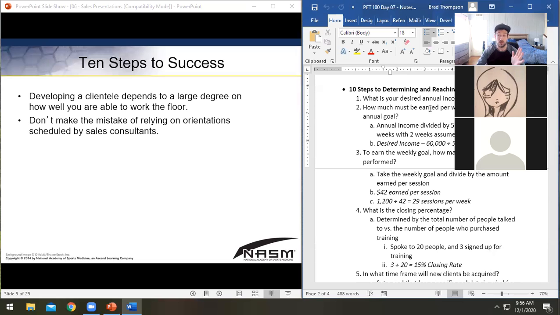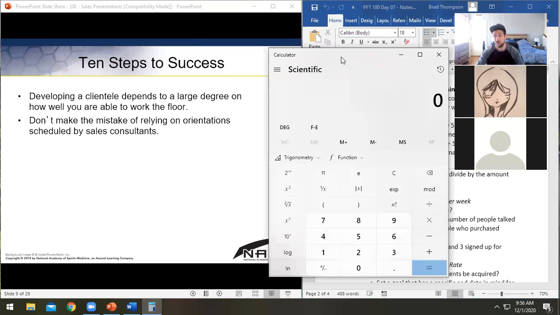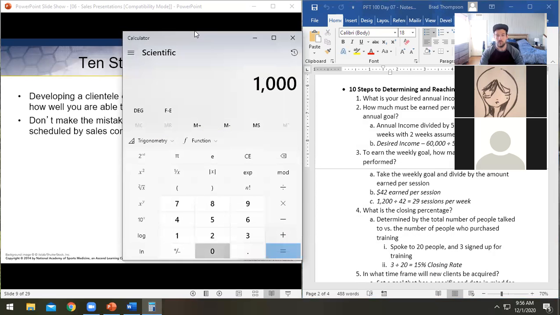So I'm going to do this really fast. But let's say you want to make $100,000 per year, right? That's how much you want to earn per year. We know that there's 52 weeks in a year, but let's say you want to take 2 weeks off for vacation. So we'll say 50 weeks per year. So we take 100,000 and divide it by 50. That's $2,000 per week that you need to make.